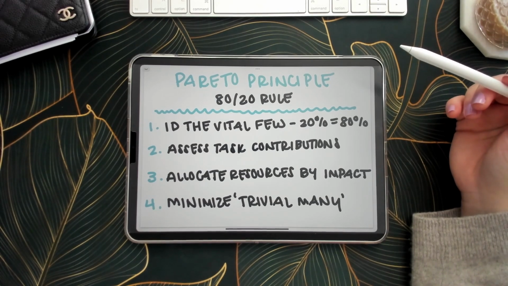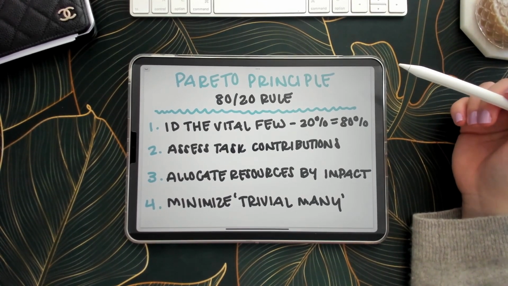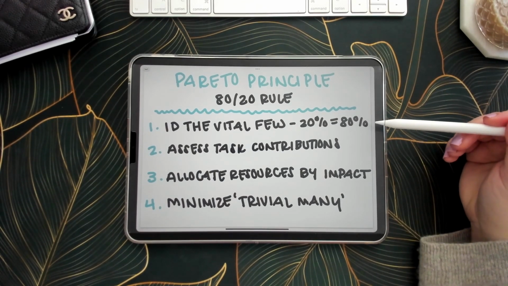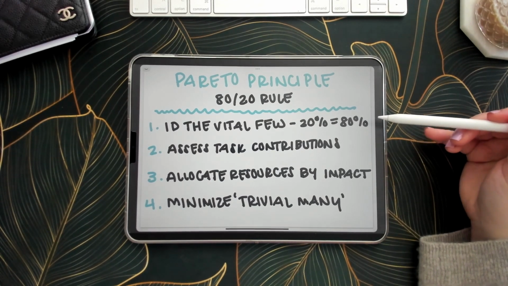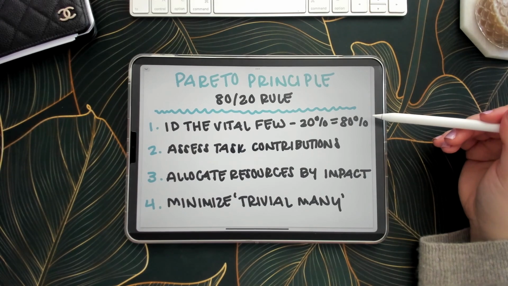So this is how you use it. Take your complete to-do list and use the following steps to prioritize your tasks. Step number 1 is you want to identify the vital few. Recognize the 20% of tasks or activities that contribute to 80% of your desired outcomes. These are the high-impact activities that deserve your primary focus.